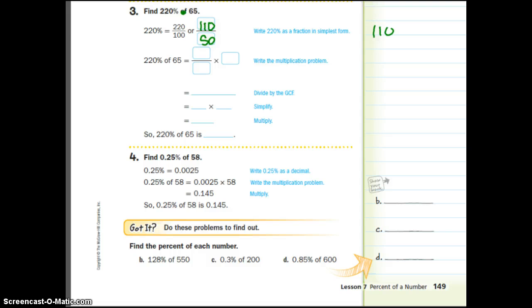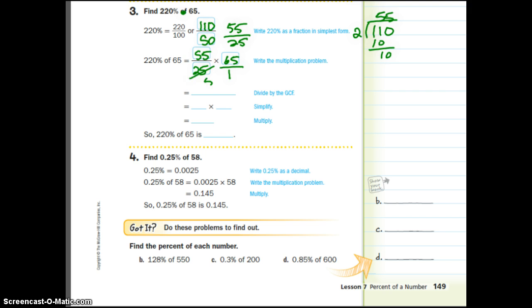So 110 cut in half, that's a 55, and 50 cut in half is a 25. That would be 55 over 25. Okay, we'll try that. So we have 55 over 25 times 65 over 1. 25, they're both divisible by 5.